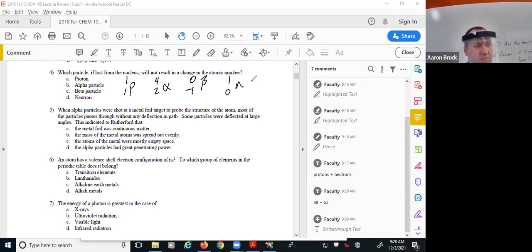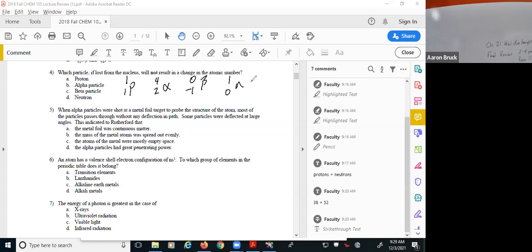All right, let's go to number 5 here. This is a question out of chapter 2. When alpha particles are shot at a metal foil target to probe the structure of the atom, most passed through without any deflection. Some were deflected at large angles. What did this indicate to Ernst Rutherford, who is credited with this gold foil experiment? C is the correct answer.